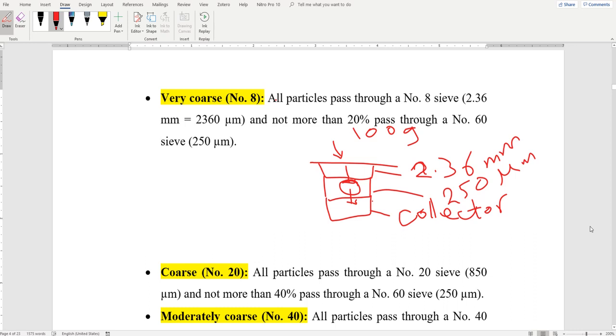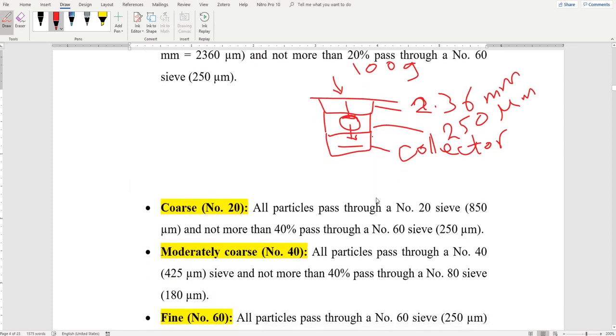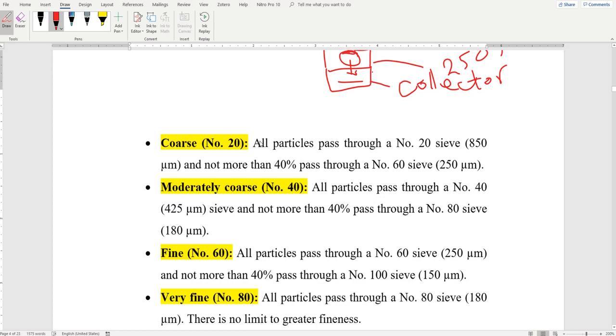So if all of the powder is between 250 and 2.36, it is fine. If 5 grams pass here, it's also fine. The maximum that can pass through the sieve here is how much? 20%, meaning 20 gram. In this case, how do you describe the powder? You describe the powder as very coarse powders.